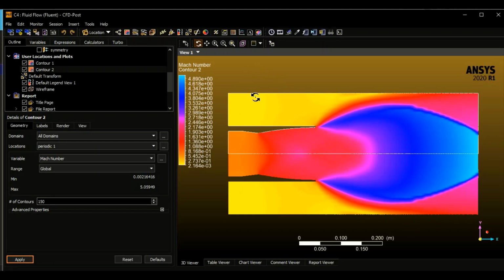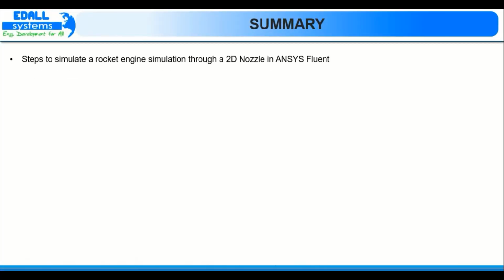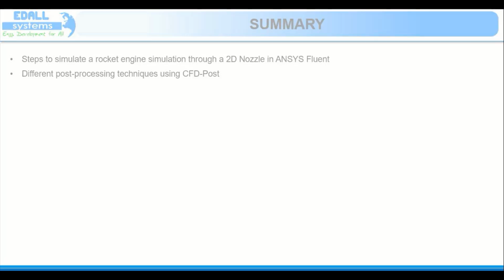So with this we finish the simulation, and the summary for today's class is that first we have seen the steps to simulate a rocket engine through a 2D nozzle in ANSYS Fluent, and the different post-processing techniques used in CFD post that we have discussed for a rocket problem. With this the course Rocket Propulsion is finished. Thank you.